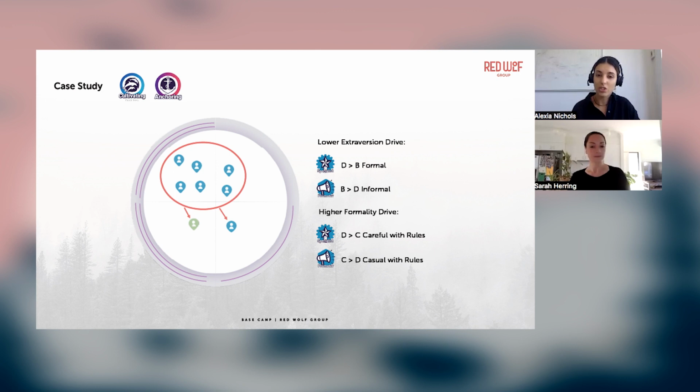The new employee that's just joined, as well as the employee who sits in that results and discipline quadrant, so the two balances, are going to have a higher formality drive. So their D drive is going to sit on the right-hand side of the midpoint. So where we can start to compare, if we were to look at the specialist profile, they would have a D over C factor combination. So they're going to be more careful with rules. If we were to compare it with the promoter profile, and promoters typically tend to be in that teamwork and employee experience quadrant, they're going to be casual with rules. So we've got a key difference there in terms of that formality drive.